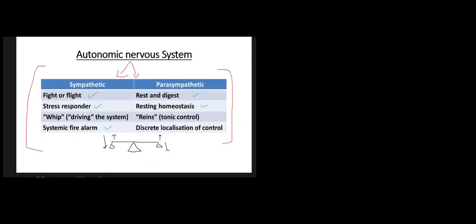So first of all, what are the physiological properties of the sympathetic system? Fight or flight, stress responder, systemic fire alarm. What is it structurally? It's a ladder. Just think of it as a ladder. Makes things simple. So the sympathetic system is going to be divided up into two areas. Now, this is where this causes people confusion, but it doesn't need to. It doesn't need to be that difficult. And I'll explain why. So sympathetic, this is our ladder.